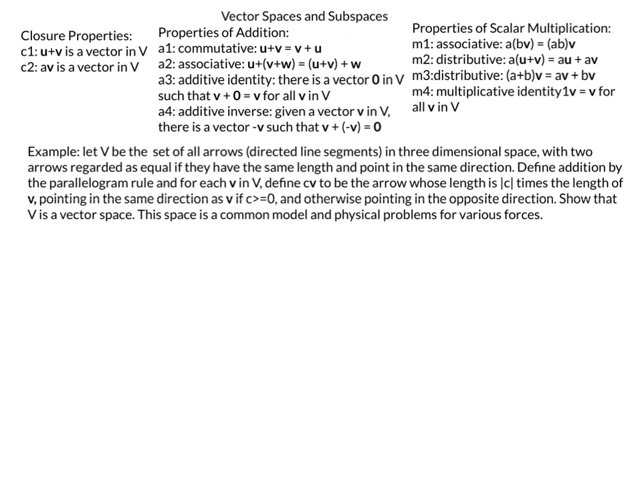Another example from your book is the set of all arrows, or directed line segments, in 3-dimensional space, with two arrows regarded as equal if they have the same length and point in the same direction. Then we would define addition by the parallelogram rule, like we had when we added vectors, and for each vector v, define cv to be the arrow whose length is c times the length of v, pointing in the same direction if c is greater than or equal to 0, and in the opposite direction if c is less than 0.